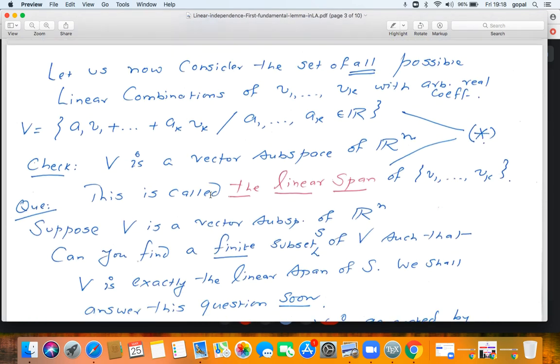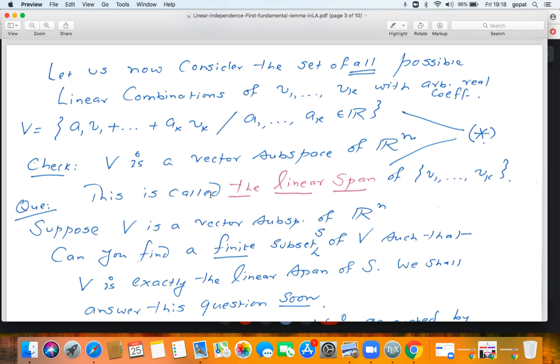Now let us consider the set of all possible linear combinations. You have taken a fixed bunch of vectors v1, v2, ..., vk, and I'm going to take all possible scalars a1, a2, ..., ak, and form all possible linear combinations a1 v1 plus a2 v2 plus ... plus ak vk. And I get a basket of vectors, a whole bunch of vectors, an aggregate of vectors. Call this aggregate V. Check that V is a vector subspace of Rn.